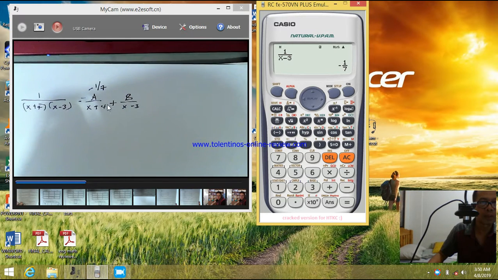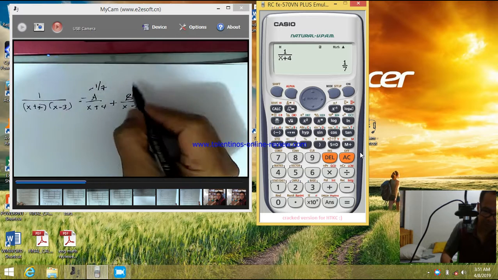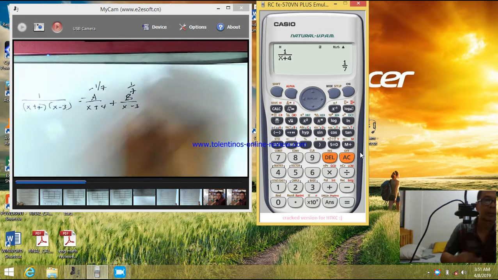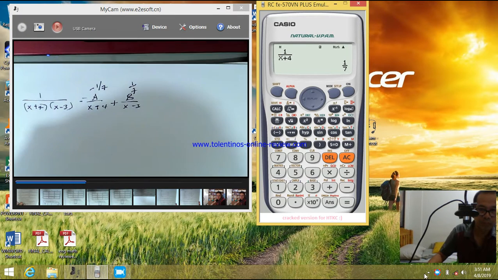Okay, and then I will cover x minus 3 now. So here I will cover x minus 3, and then I will have x plus 4, and I will substitute a value that will make this 0, so that is 3. So the answer there is 1 over 7. So this is another approach to the problem.